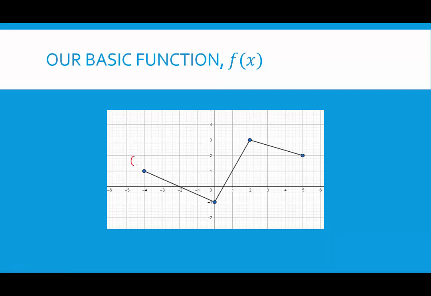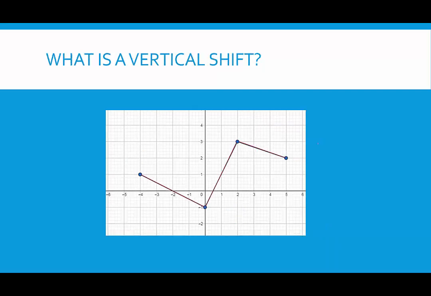So we're going to really focus on the 4 points that are highlighted here, the maximums and minimums we see. So we'll have (-4, 1). Down here is (0, -1). Up here we have (2, 3). And then we have (5, 2). So we want to see what happens to these ordered pairs as we transform the function in the coordinate plane.